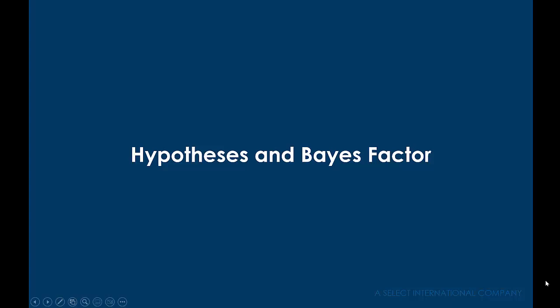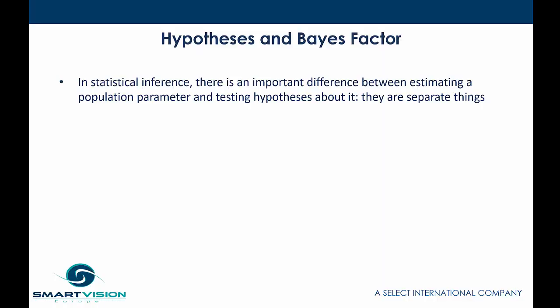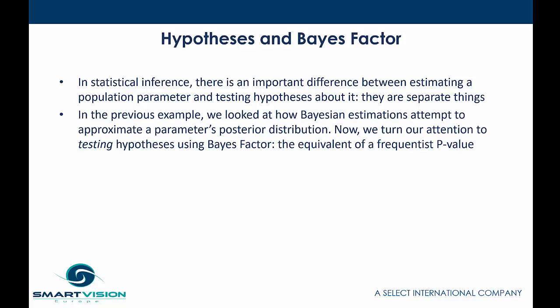In the world of statistical inference, there is of course an important difference between estimating a population parameter, just as we've been doing, and testing hypotheses about it, where we're trying to make statements about whether or not something is likely to be true. They are separate things. In the previous example, of course, we looked at how Bayesian estimations attempt to approximate a parameter's posterior distribution, but now we turn our attention to testing hypotheses using something called Bayes factor. This is, I guess, the equivalent of a frequentist p-value.